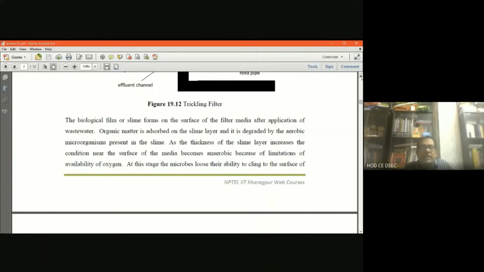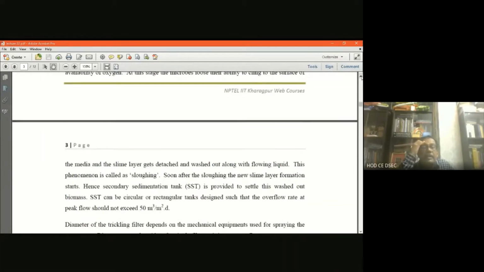So when the thickness of the slime layer increases, a stage will come when the layer very near to the surface of the media will become anaerobic, because it is not exposed to the oxygen. In absence of oxygen, the biofilm in contact with the attachment surface will not get the oxygen. And what will happen? Due to non-availability or limitation of oxygen, it will lose the ability to cling to the surface, and it will get detached and washed out along with the flowing liquid.